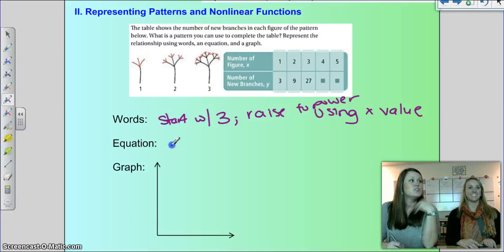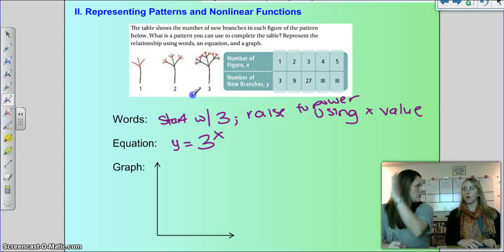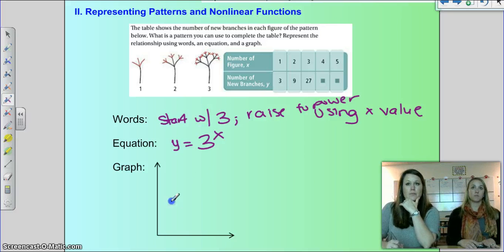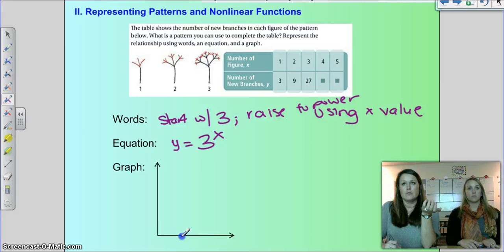So we're going to start with y equals 3 raised to whatever power it is, which is the number of the figure, in order. Now this is a hard one, and we know it's a hard one. So let's put it on here. We've got figures, and on this side, we're going to have branches.